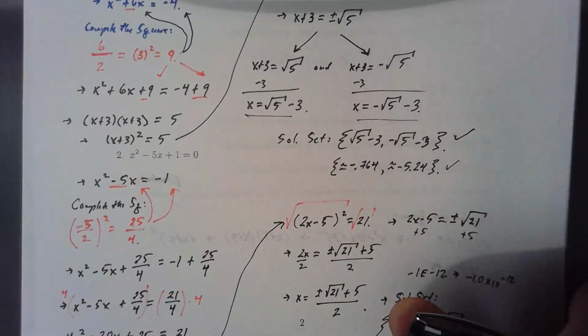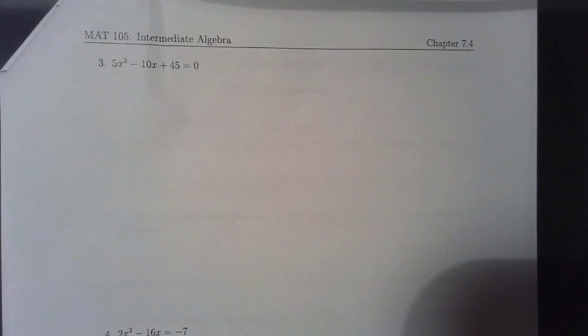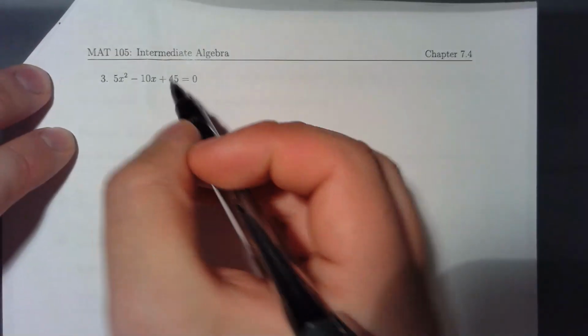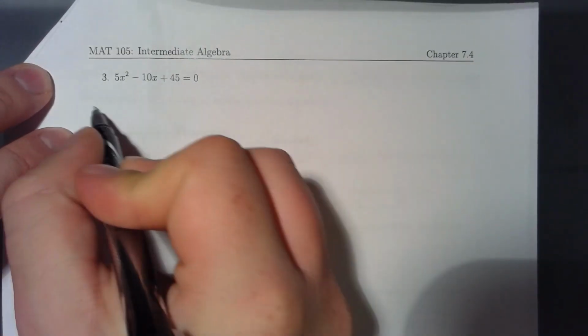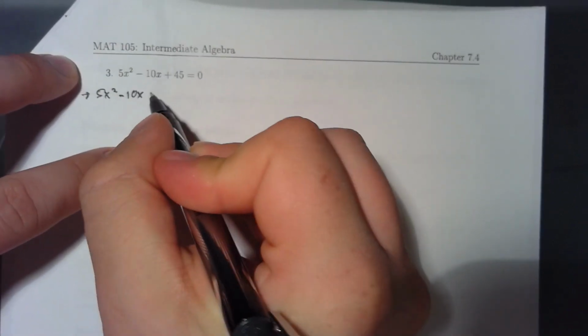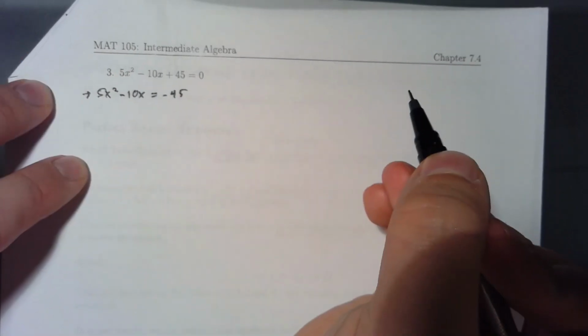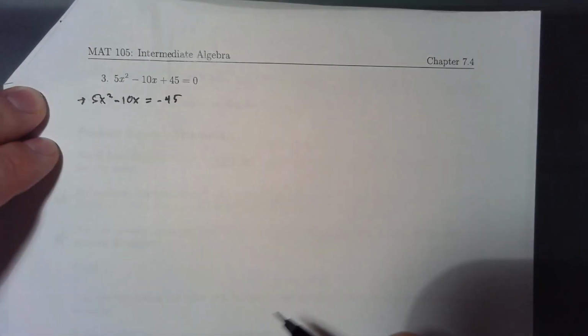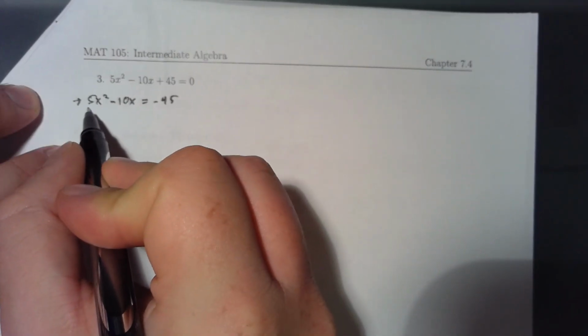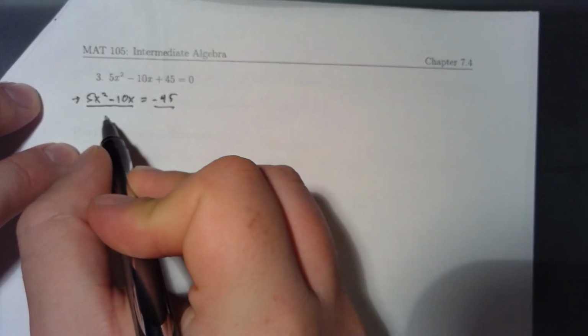All right, next page. 2 more examples here. So again, what you want to do is bring the c term to the right. So I'm subtracting 45, so I'm going to get negative 45. All right. Now what do I have to do? Well, what's the leading coefficient? It's 5. So since this is 5, what I should do is divide both sides by 5.